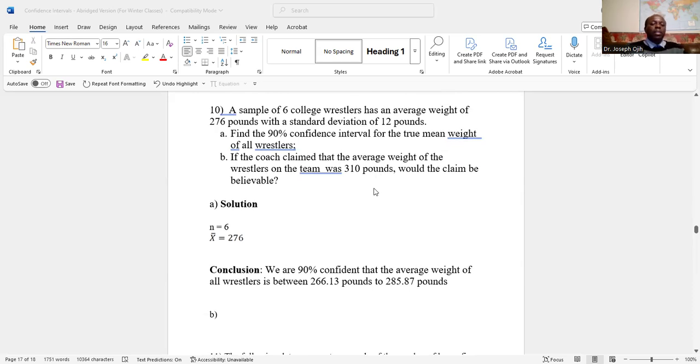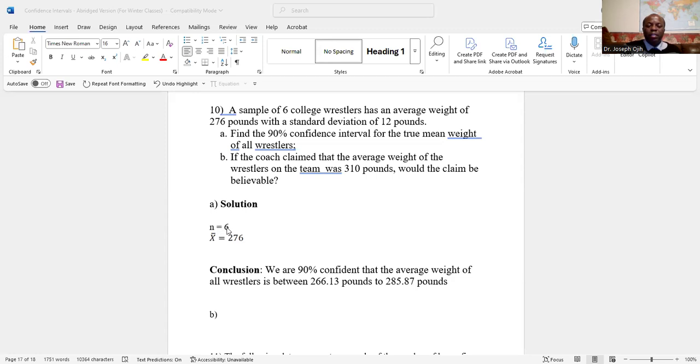It says a random sample. That's the first question. A sample of 6 college wrestlers has an average weight of 276 pounds with a standard deviation of 12 pounds. Find the 90% confidence interval for the true mean weight of all wrestlers. Now, if the coach claimed that the average weight of the wrestlers on the team was 310 pounds, would that claim be believable?